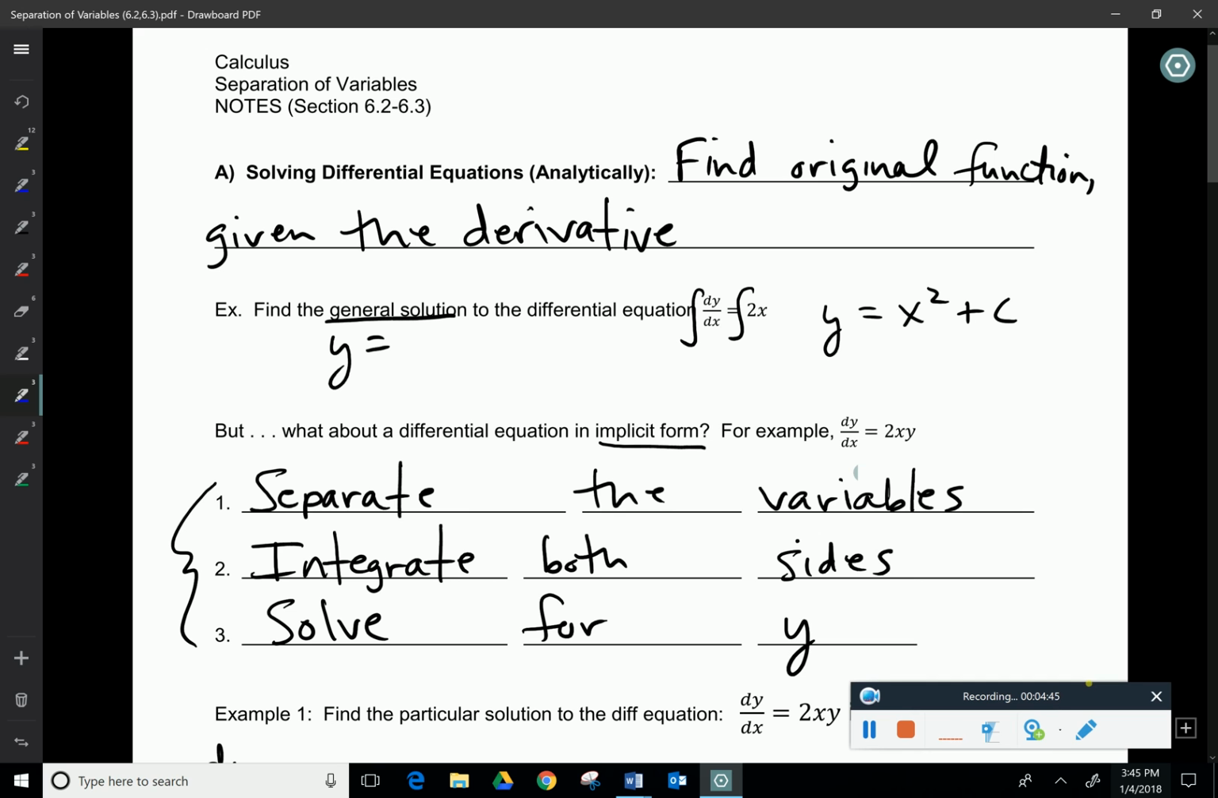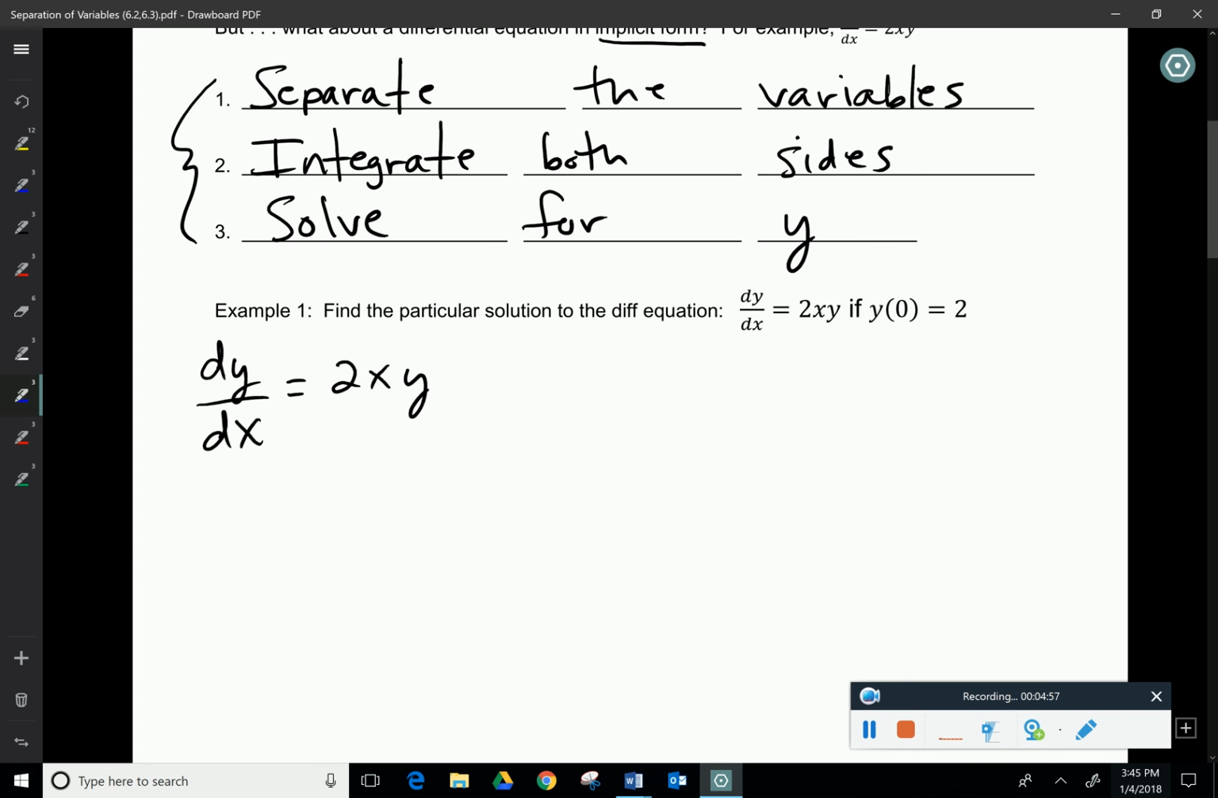We would integrate 2x dx, right? Okay. Well, what I need to do is somehow move the dx over to that side. So down here, when I say separate the variables, I'm going to think of dy and dx as two separate terms. So if I want to move the dx to the other side, I'm going to multiply both sides by dx.